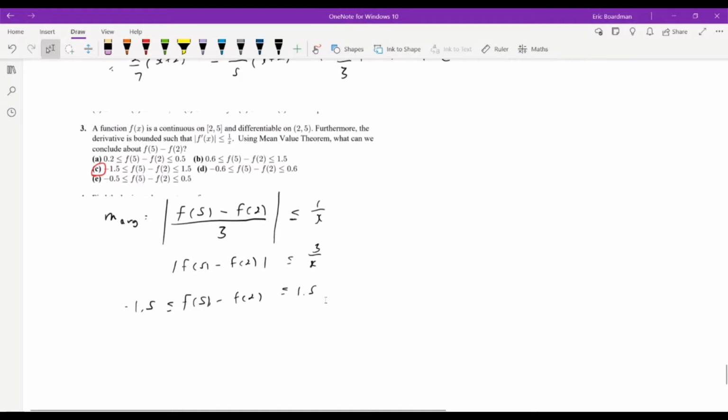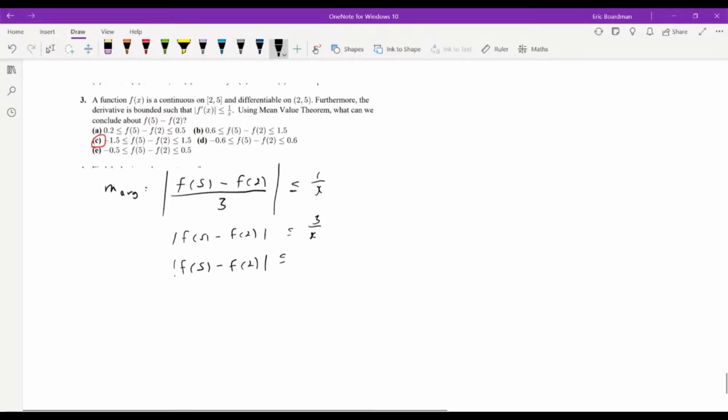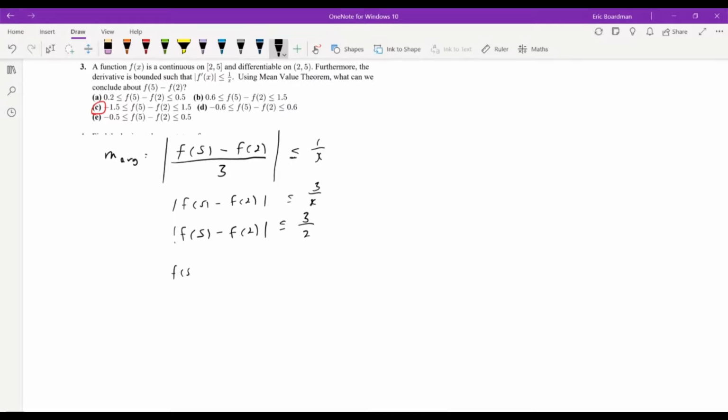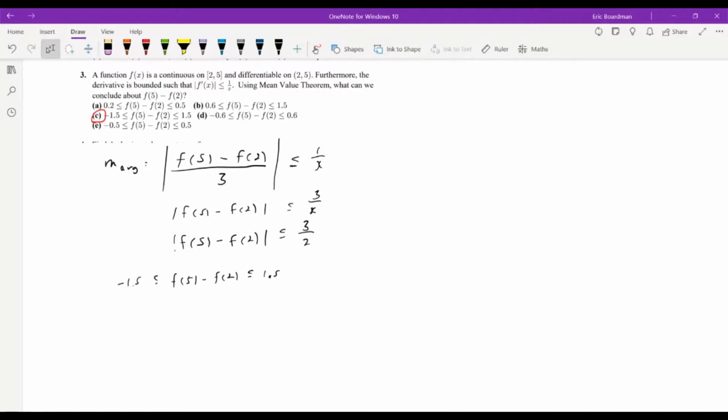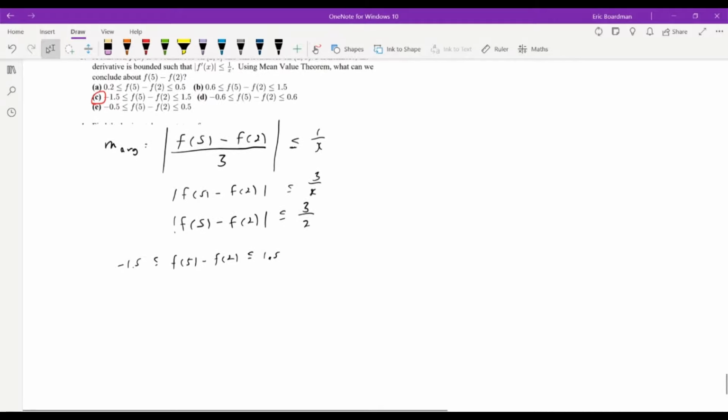Here, I'll try to write this out more clearly. The absolute value of f of 5 minus f of 2 is less than or equal to 3 over 2. But this means that if we take away the absolute values, 3 over 2 is just 1.5, so it should be 1.5 on either side. If this entire thing is less than 3 over 2, then if we take away the absolute values, we need to constrain it within that.